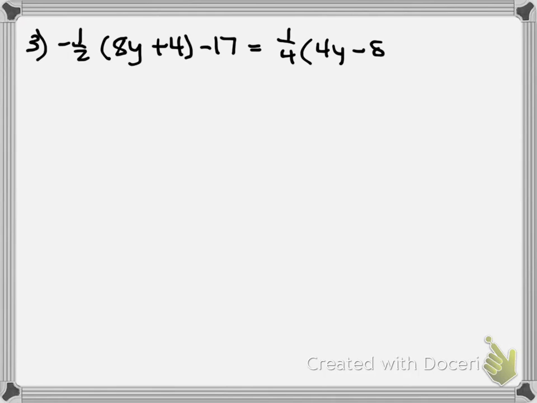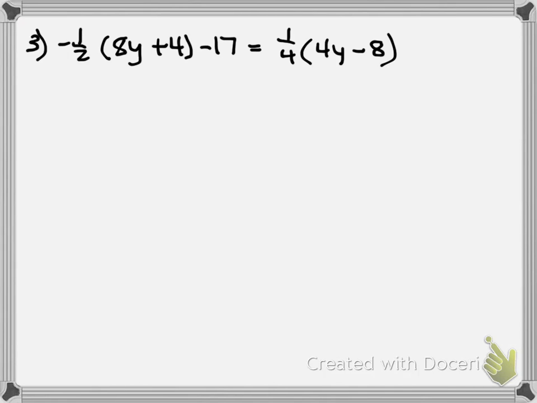Negative 1/2 times the quantity 8y plus 4, that minus 17, equals 1/4 times the quantity 4y minus 8. So what I've been noticing is that when we were dealing with dilations and your dilation factor or scale factor was a fraction, you guys got really confused how to deal with that. So we're going to review multiplying with fractions again.